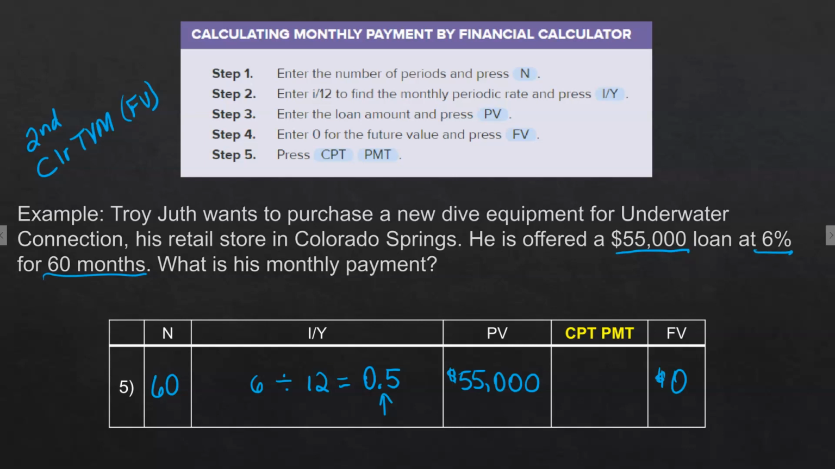Okay, so now we compute payment, right? And that is going to be $1,063.30. So pretty big payment, but he borrowed $55,000, and 60 months is 5 years, right? So it's a short loan for that amount of money.